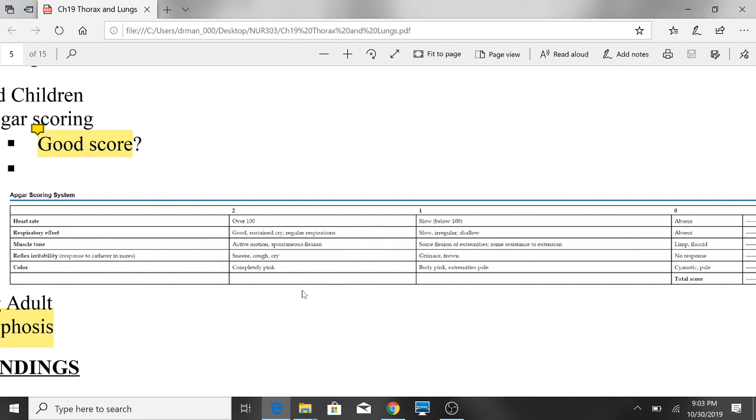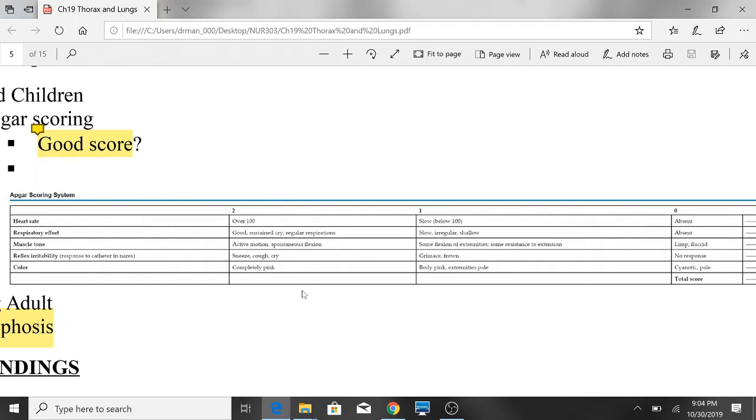Respiratory effort: if it's good, you've got a sustained cry and regular respirations, 2. If it's slow, irregular, or shallow, that's 1. And if there's an absent respiratory effort, it's 0. Muscle tone: active motion and spontaneous flexion, 2. Some flexion of extremities but some resistance to extension, so 1. And if it's limp and flaccid, it's 0.